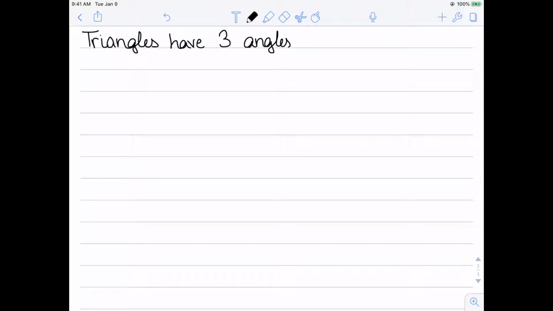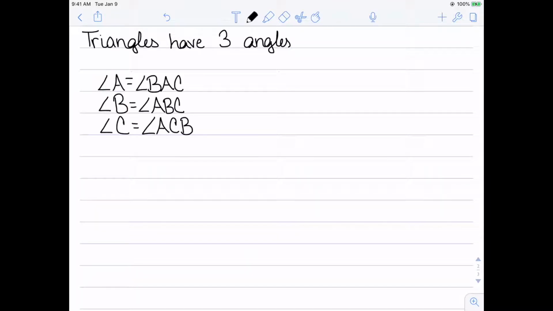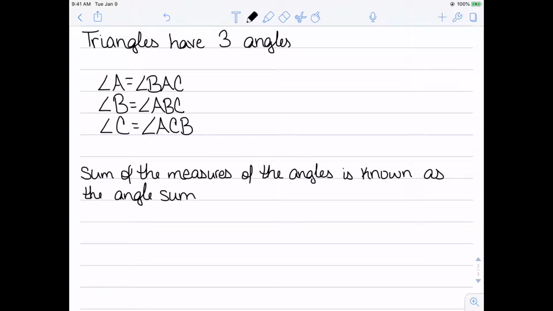And unsurprisingly, triangles also have 3 angles. We call these angle A, angle B, and angle C. So angle A is the same as angle BAC, angle B is the same as angle ABC, and angle C is the same as angle ACB. And the sum of the measures of these angles is known as the angle sum.